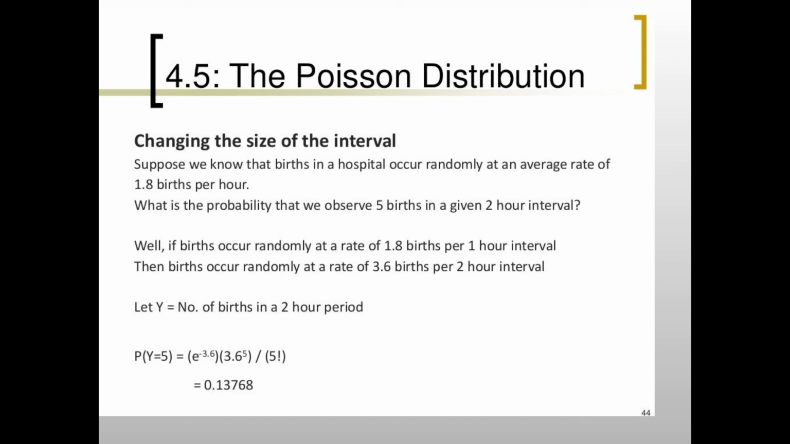Well, if births occur randomly at the rate of 1.8 births per hour, then births occur randomly at the rate of 3.6 births per 2-hour interval. Let y be the number of births in a 2-hour period. Here P of y equal to 5 is given as the value 0.017368.